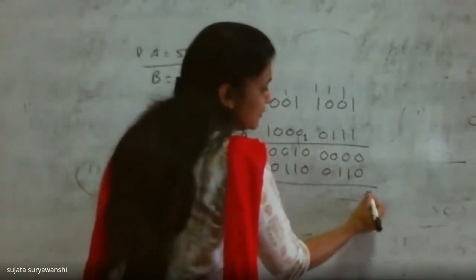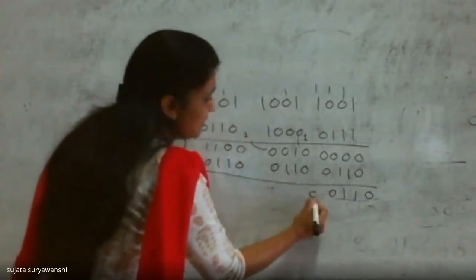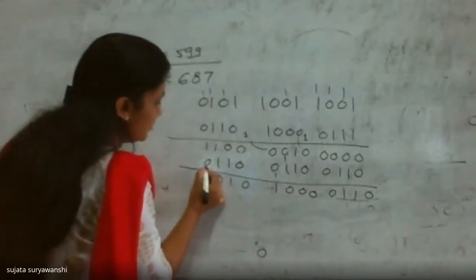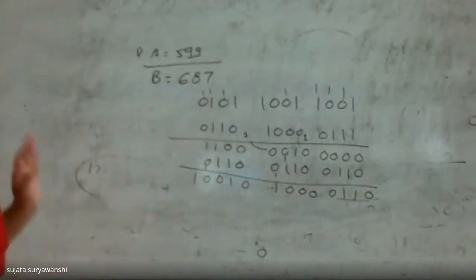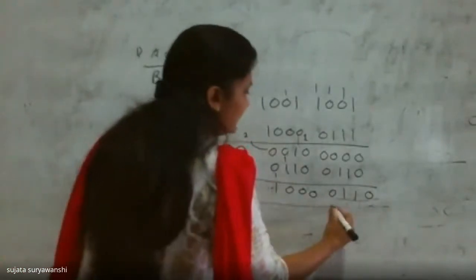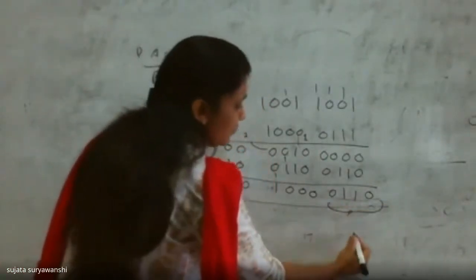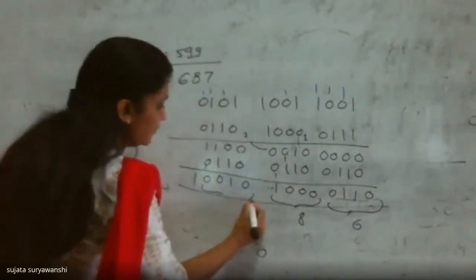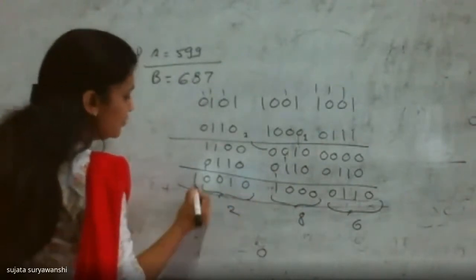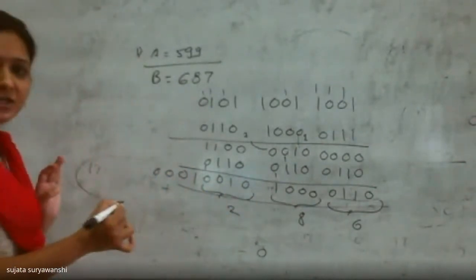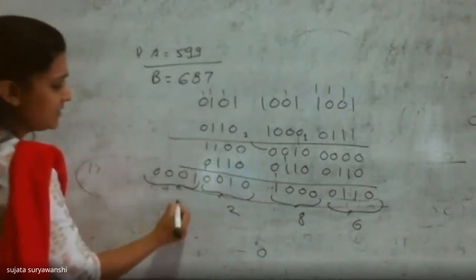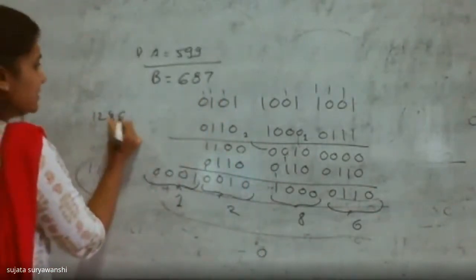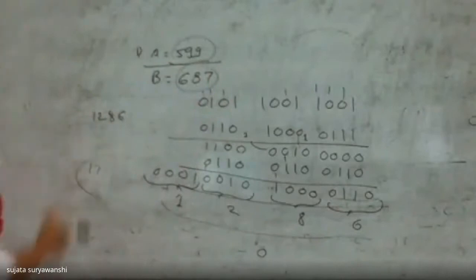Okay, so 0 plus 0, 0, 1, 1, 0. 1 plus 1 is 0, carry 1, 1 plus 1 is 0, carry 1, 1. 0, 1, 0, carry 1, 0, 1. So, your final result is this. Now, you can represent here 0110 means 6, 1000 means 8, the 4-bit number 0010 means 2, and you have to append 3 more zeros and you'll get the number 1. Means your final result is 1286 when you add these two numbers.